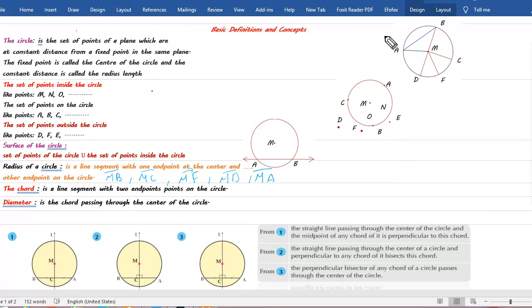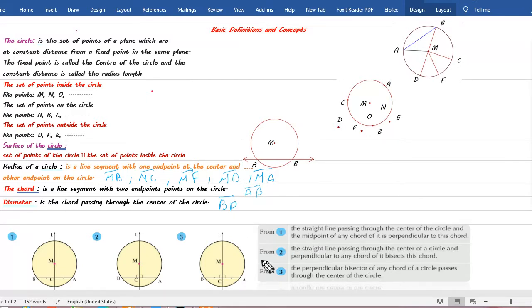What is the definition of the chord? The chord is the line segment with two end points on the circle. The line segment AB is a chord because it joins two points on the circle and does not pass through the center. If the chord passes through the center, it becomes a diameter. In the figure, BD is the diameter of the circle.